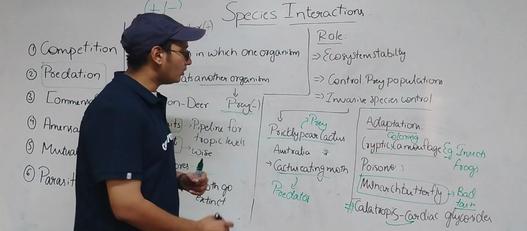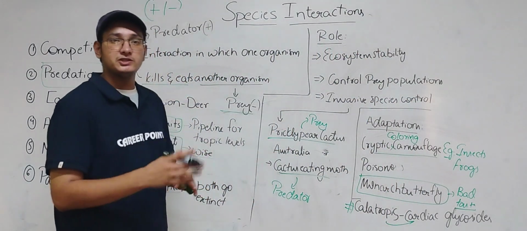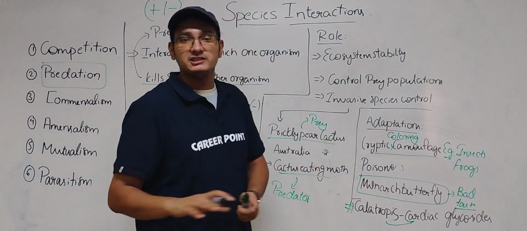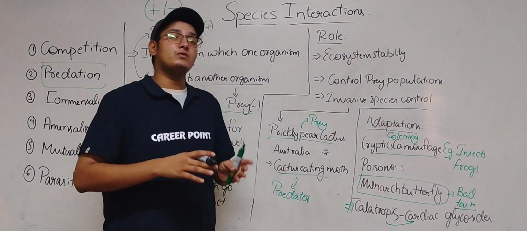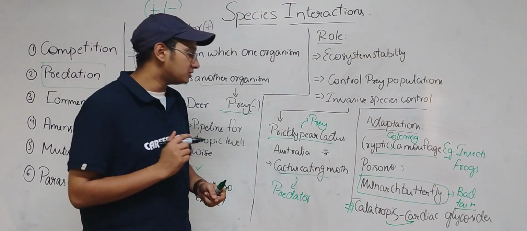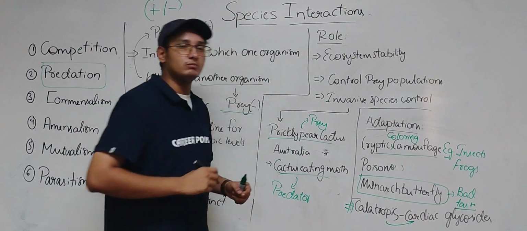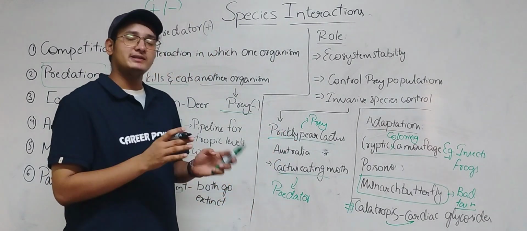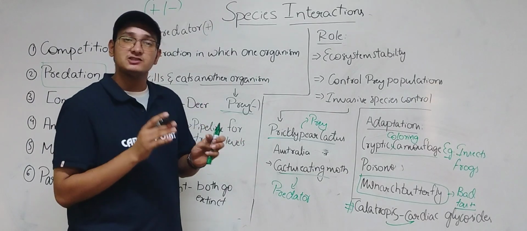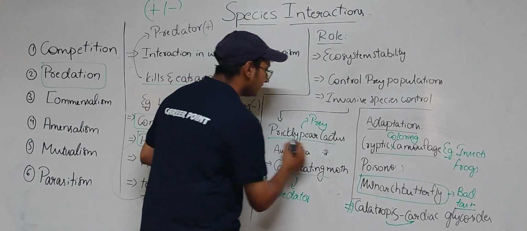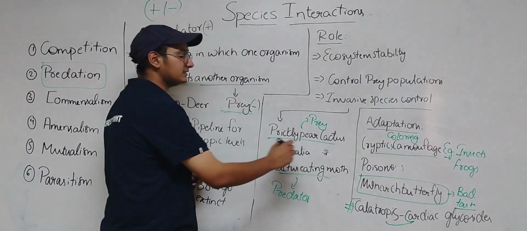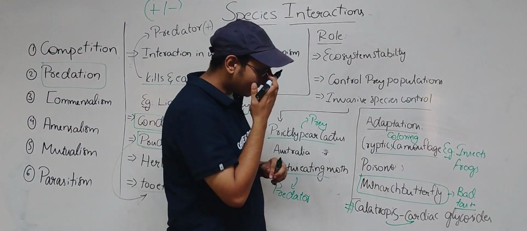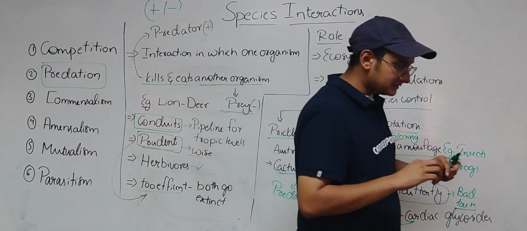There is an example of prickly pear cactus, which was introduced in Australia in the 1920s. Soon it started spreading widely in Australia. So the government wanted to reduce it. They introduced a moth called the cactus-eating moth. It fed on the prickly pear cactus. In this way, the growth of prickly pear cactus was stopped. So here the prickly pear cactus is the prey and the cactus-eating moth is the predator, because it is feeding on the cactus.